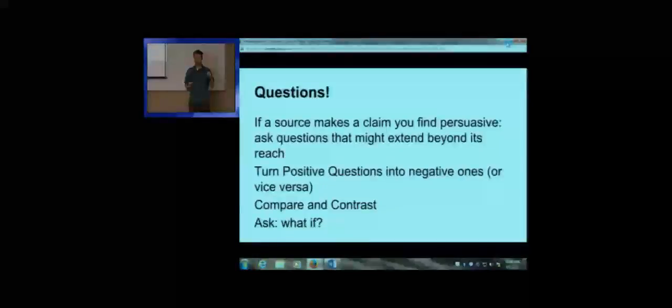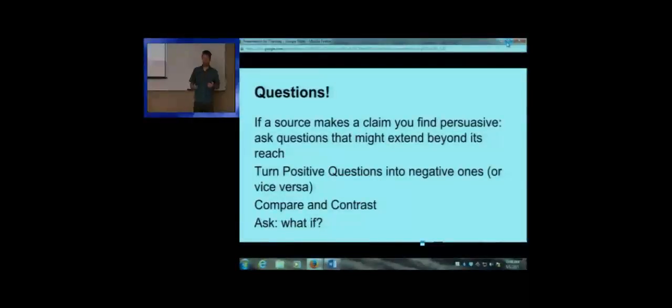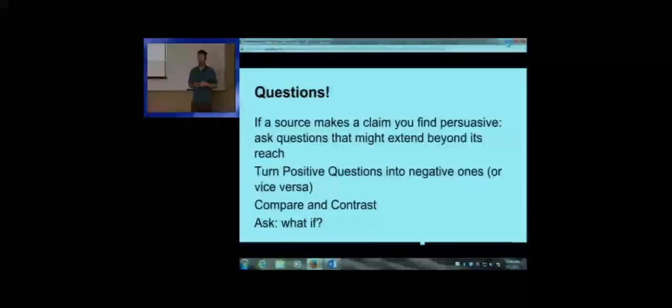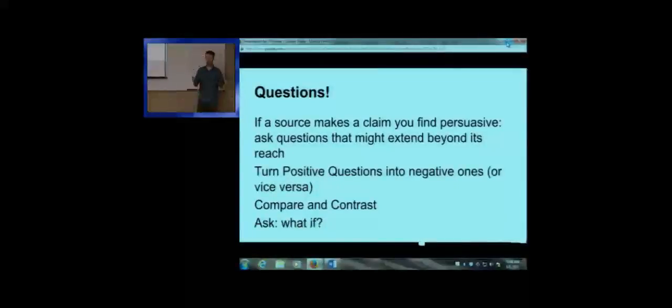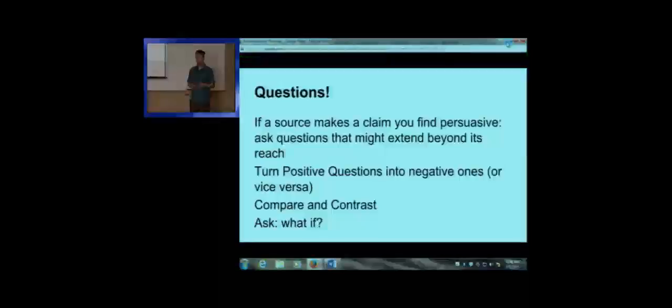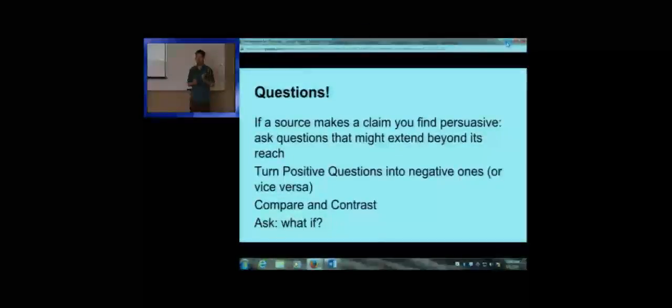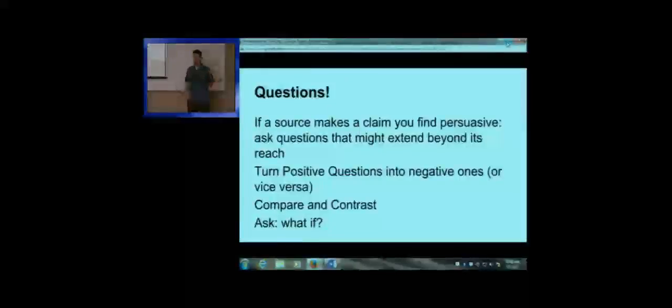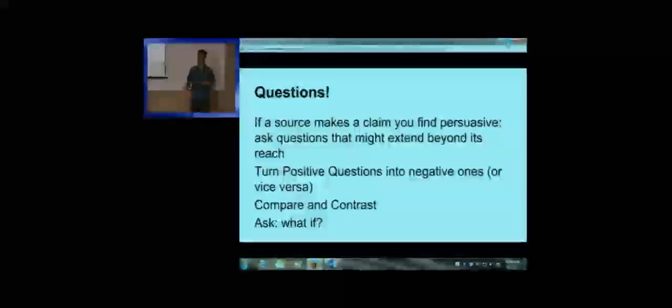Once you've gone through the secondary literature a little bit, start looking at a source that makes a claim you find persuasive. You can ask questions that might extend its reach. This is an example of extending an argument. For example, going back to this women Nike thing, I'm interested in how women are portrayed in Nike commercials. And I'm poking around in Search Complete, and I find an article on how women are portrayed in, for example, Reebok commercials.